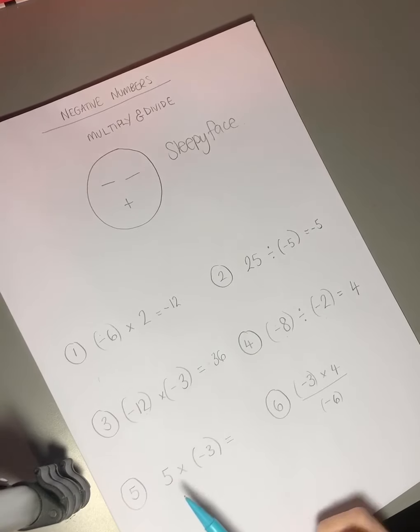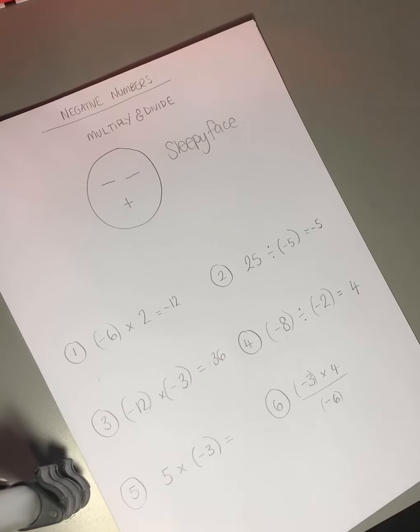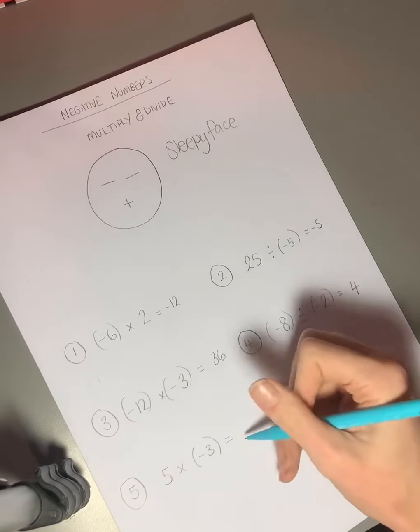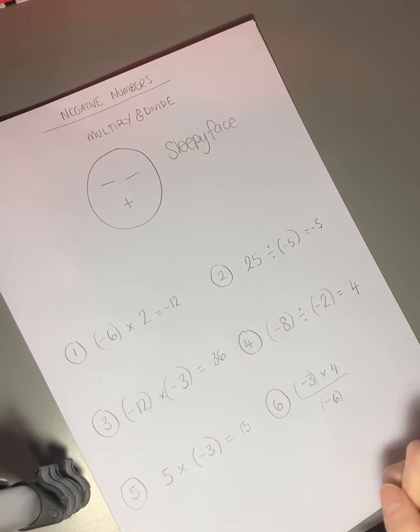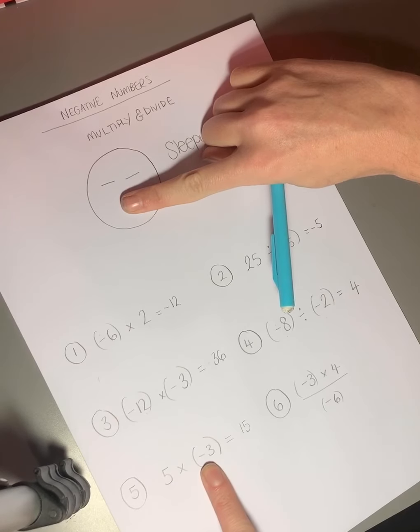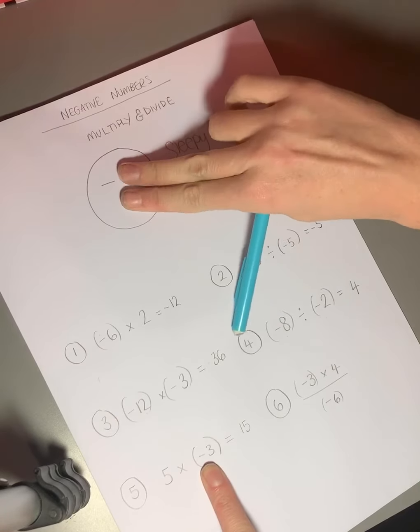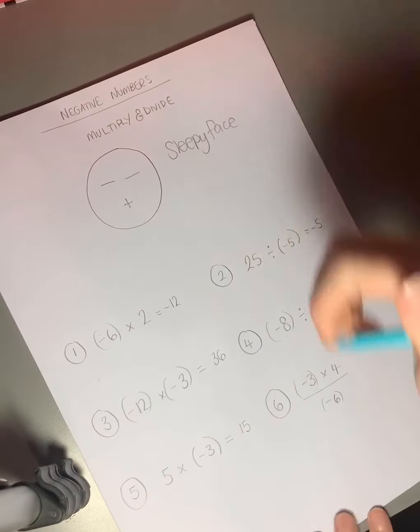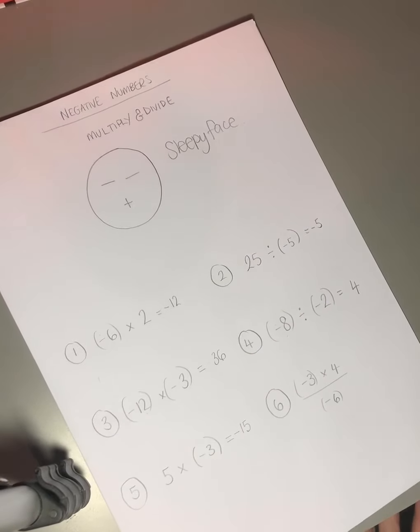Okay, number 5. 5 times -3. So just work out 5 times 3 and forget the negatives. So that's 15. 5 is a positive number, cover that up. 3 is a negative number, cover that up. Left with a negative, so my answer must be -15.